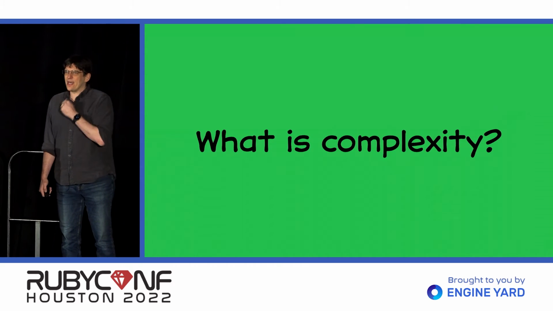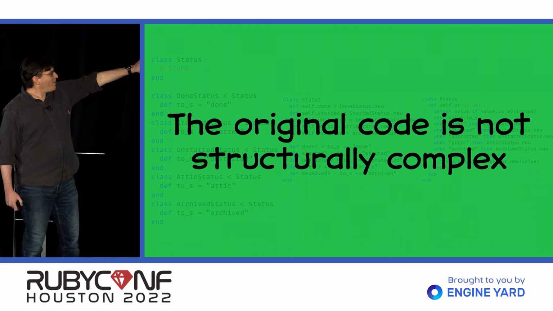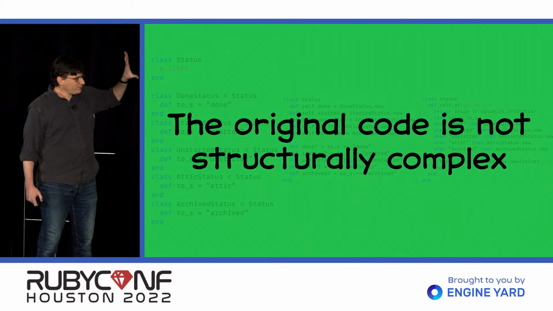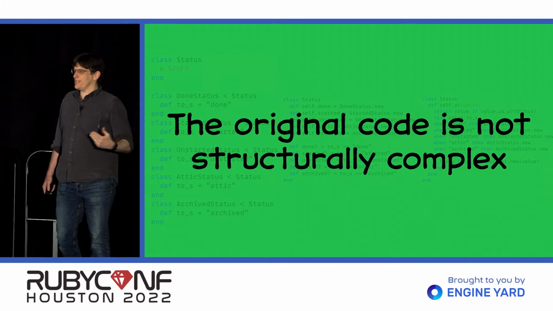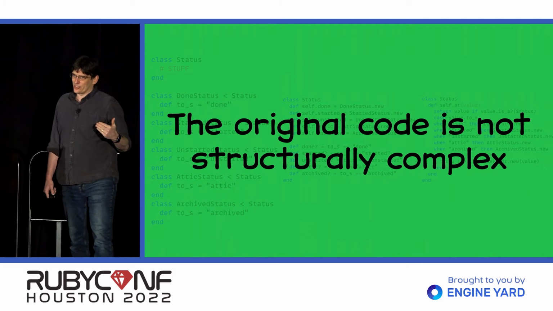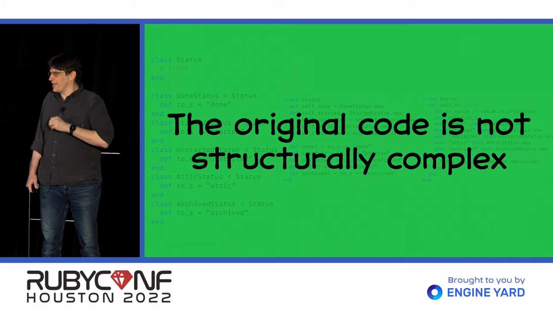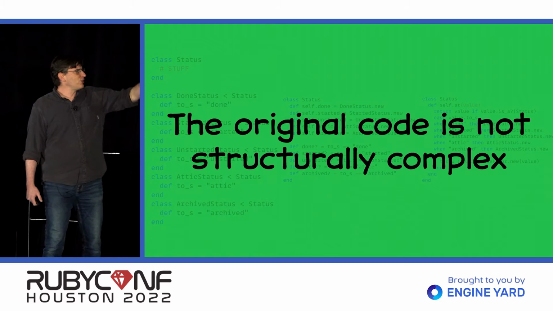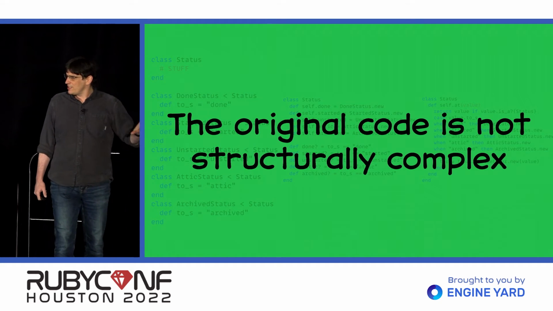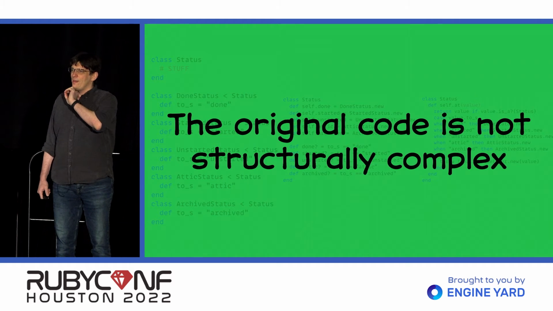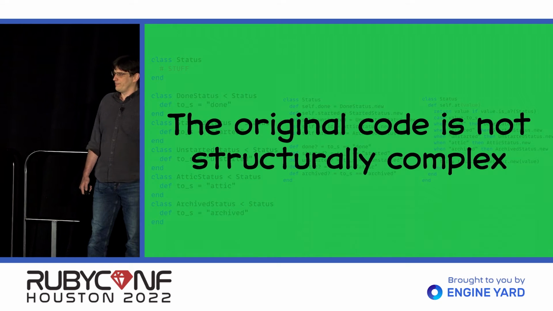If you go back to that original code, if you can remember it from 10 minutes ago, this code is not structurally complex. If you run it through a computational complexity analyzer, which I did not do, it will probably not score very high. It has no loops. The only conditional is that case statement. It has a bunch of one-line methods. On a line-by-line basis, this code is very easy to understand.